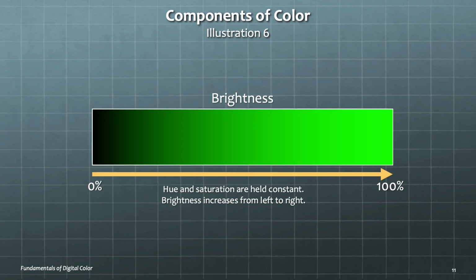This slide illustrates the concept of brightness. This bar shows what it looks like if hue and saturation are held constant and brightness is increased from left to right. On the 0% brightness left end of the bar, it's pure black, and on the other side is 100% brightness, in other words, the pure color with no black ink mixed in.